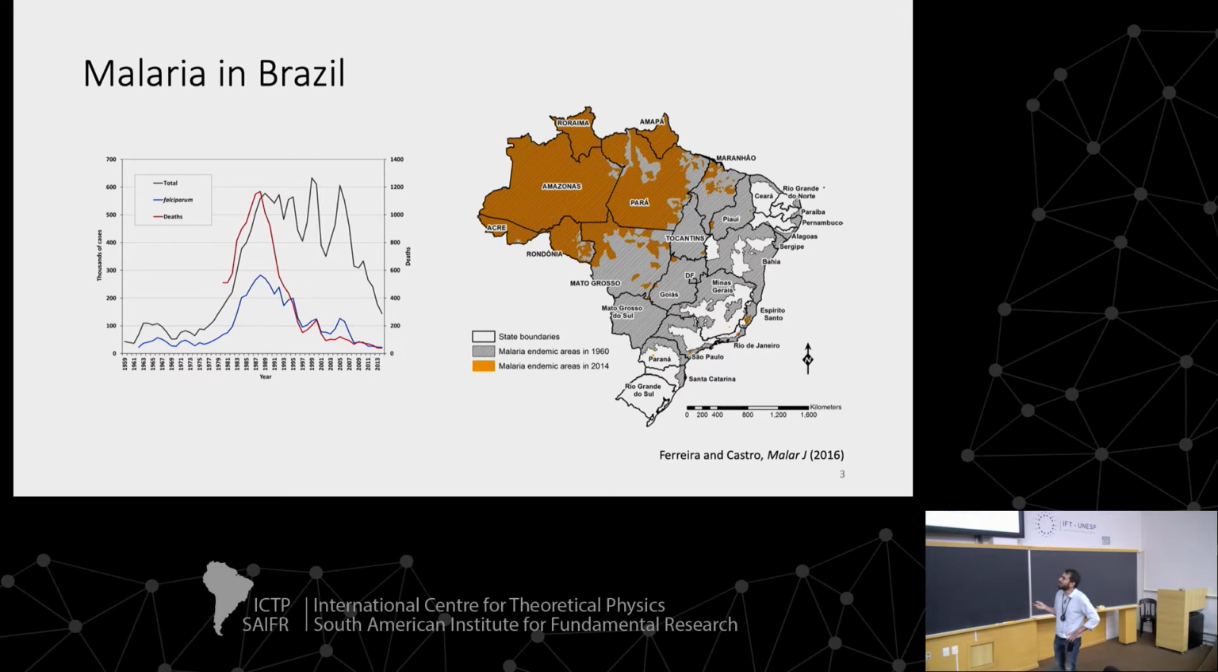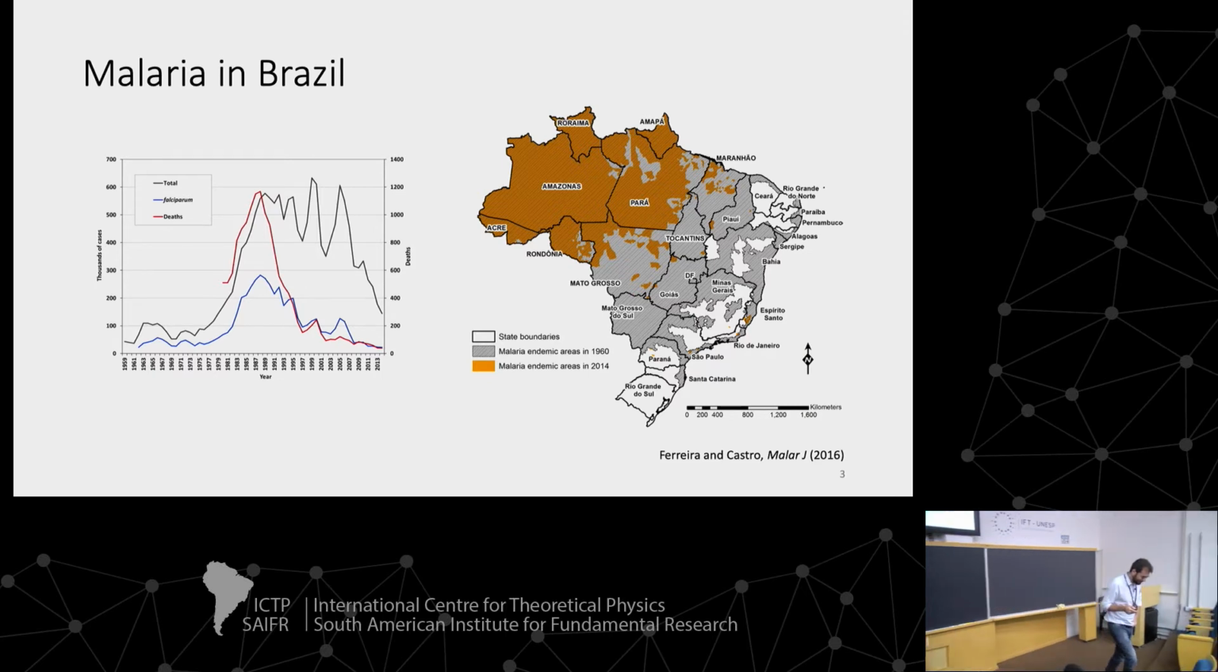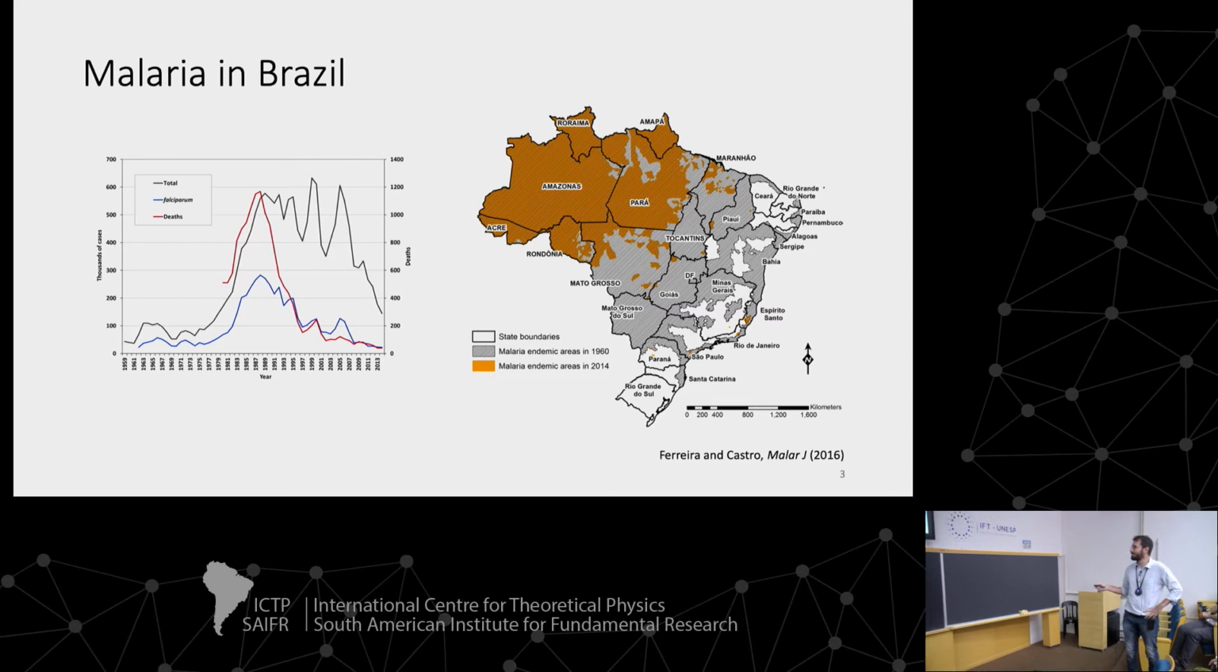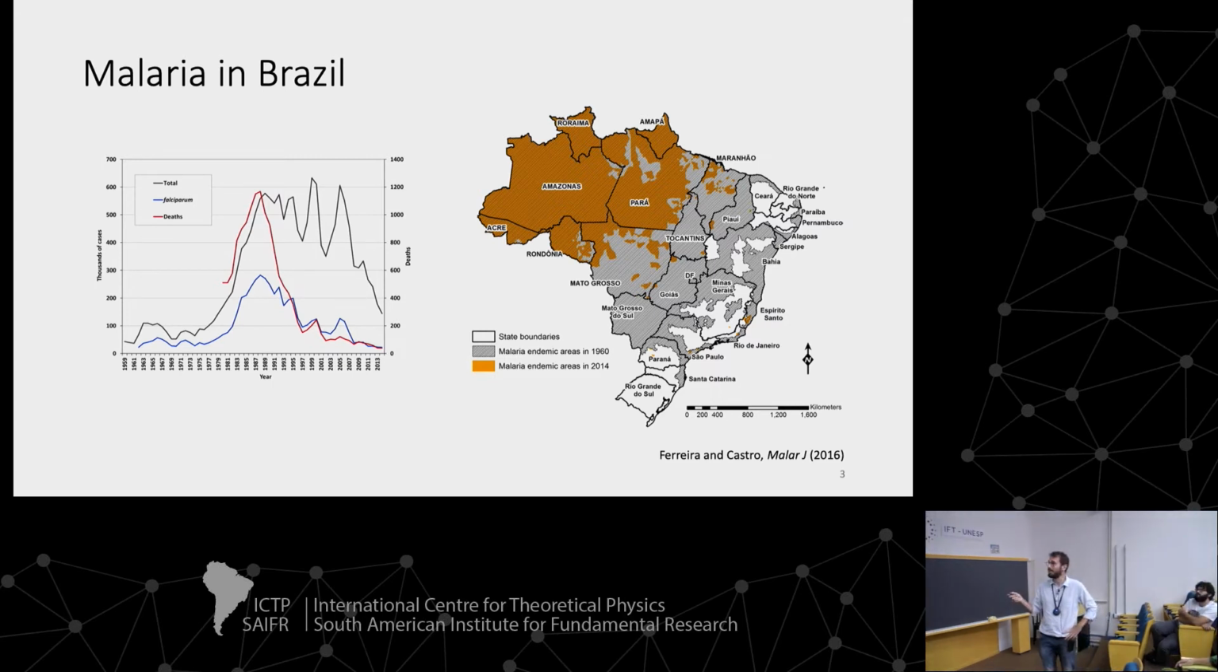In Brazil, we have this very peculiar pattern of malaria. In 1960, we had malaria all around the country. Now in 2014, we have it concentrated in the Amazon Basin. Around the 80s, we had this very sharp peak of malaria, and after this, the National Malaria Control Program was introduced, which reduced a lot the number of cases, especially deaths related to malaria.